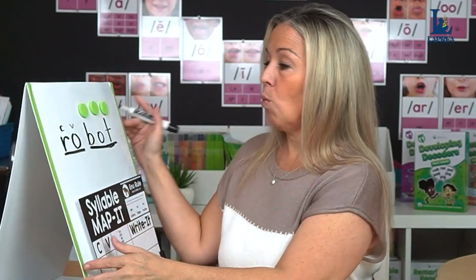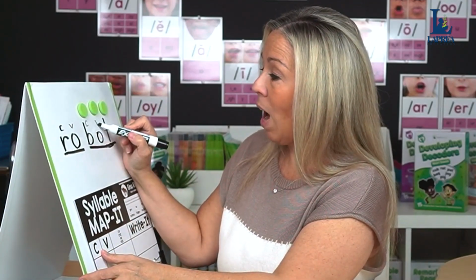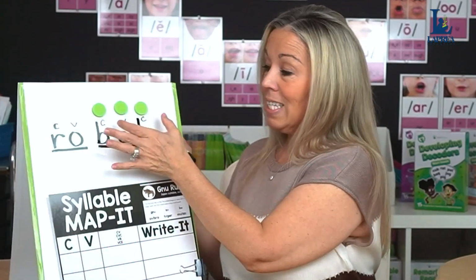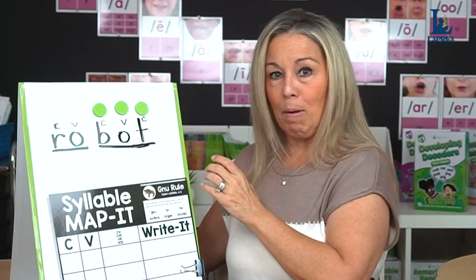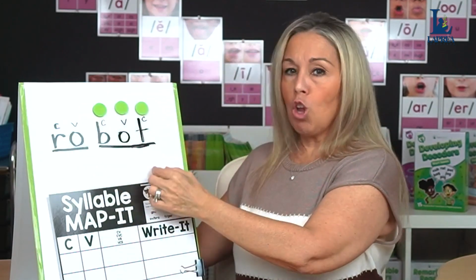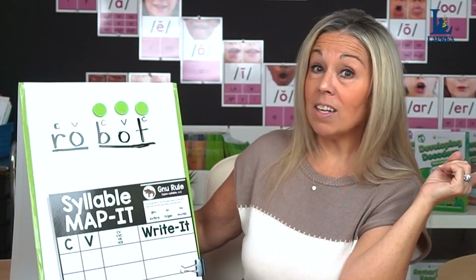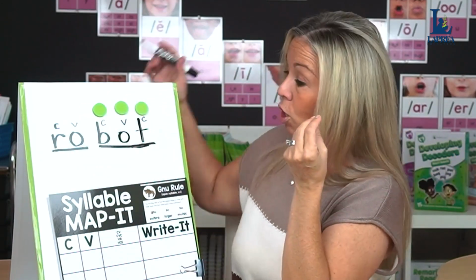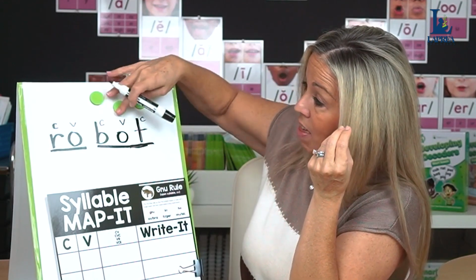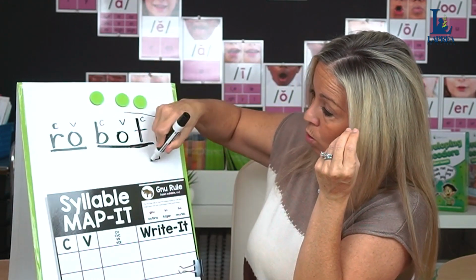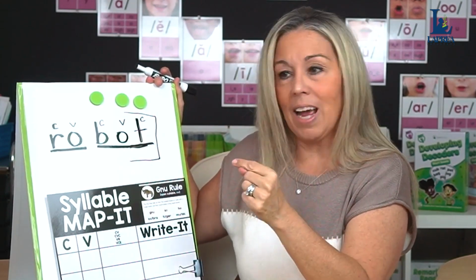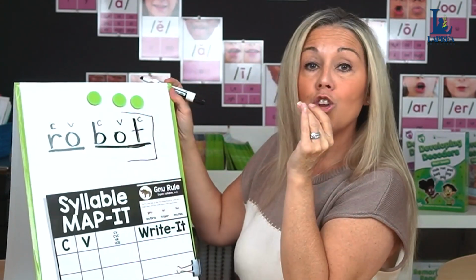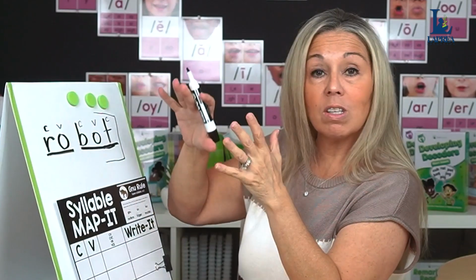Let's code it. We have a consonant, a vowel, and a consonant. CVC. So we have a CV syllable, and we have a CVC syllable. Open syllable, closed syllable. Again, we've already done those, right? They've already experienced closed syllables, and they understand that when the vowel is closed in by a consonant, the vowel makes its short sound. This is how you will map a multisyllabic word.